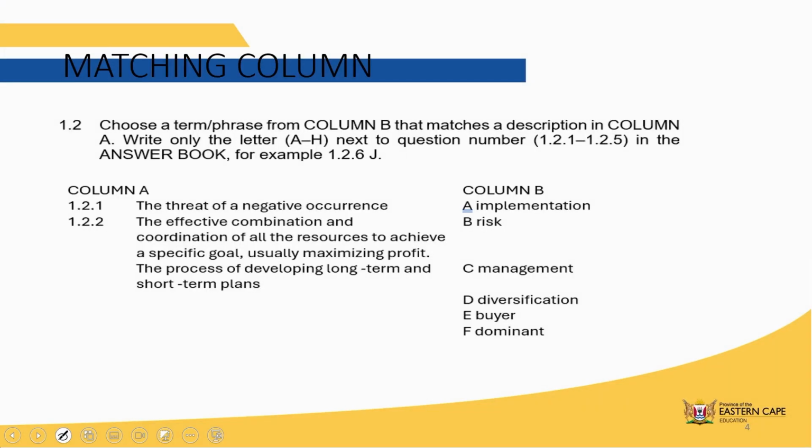Then I've also got 1.2, where the question needs matching columns. This is an example of matching columns. In column B, you are given terms, and in column A you are given the description. The moment you know the description of the term, it means you know the concept. So that is how our questions are structured.